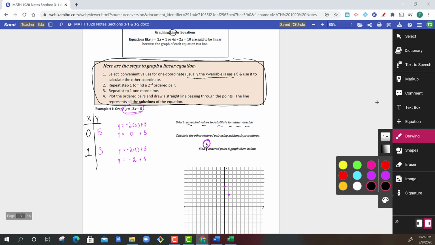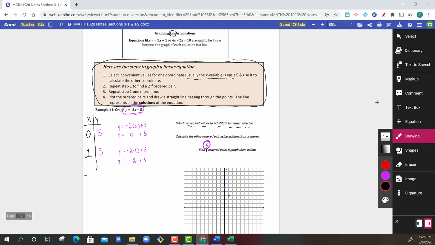And then let's just pick one more x value, and let's pick a negative number. So this time we're going to substitute -1 for x. -1 times -2 is positive 2, plus 5 is 7. So that's going to be a left 1 and up 7. And as you can see, those points are in a perfectly straight line.